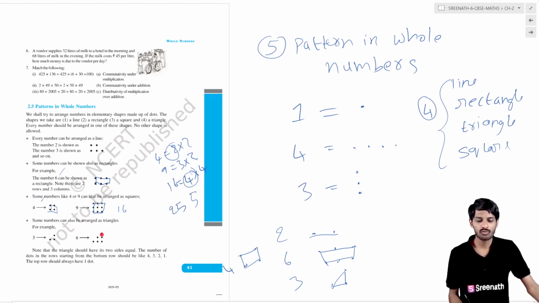Okay, and how can a triangle be represented? By using 3 dots you can represent a triangle, and by using 6 dots also you can represent a triangle. One thing is that the triangle should have its two sides equal. The number of dots in the rows starting from the bottom row should be like 4, 3, 2 and 1. While considering the triangle, the two sides have equal dots, and going from bottom to top, the number of dots in the rows goes on decreasing.